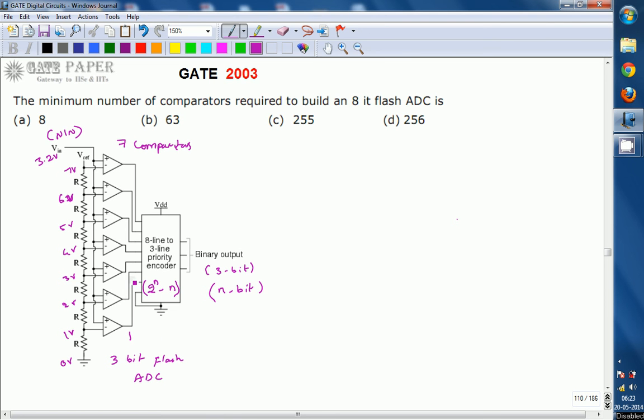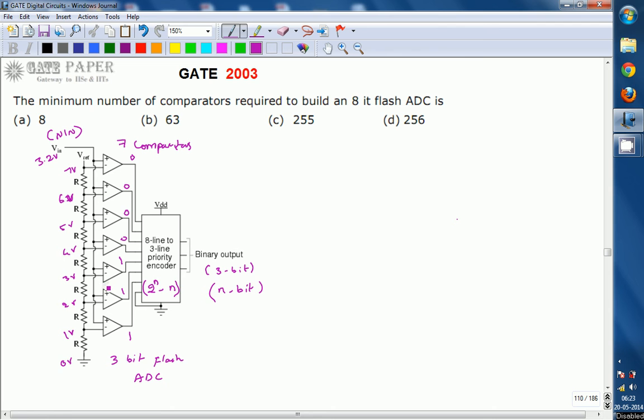And for this one also the output voltage is 1, because 3.2 is greater than 2 volts and 3.2 is greater than 3 volts, so here also you will get 1. Here 3.2 is lesser than 4 volts, so the output will be 0. The output will be 0 for all other comparators. So this is what you are going to get.